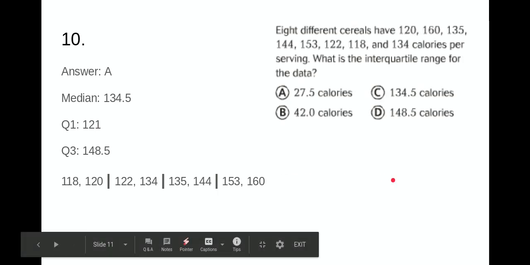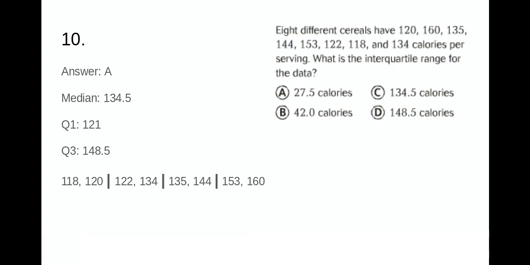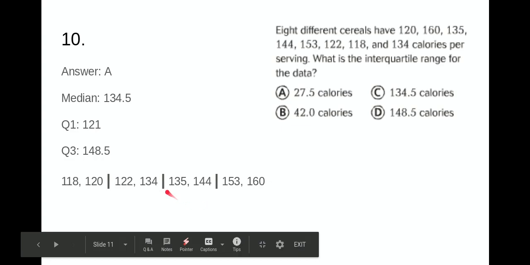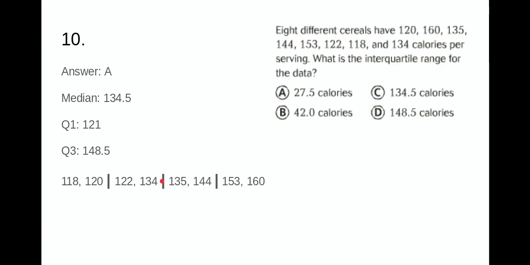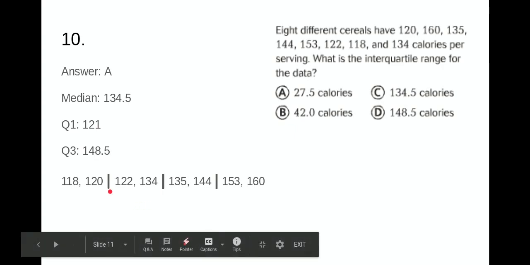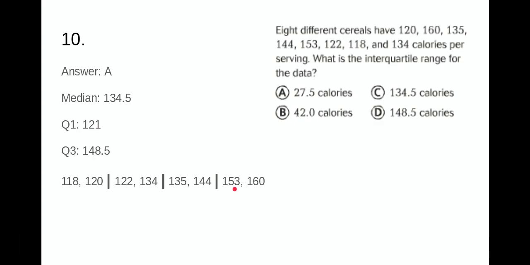And finally, what is the interquartile range? So your answer is A. How do we get that? We got to put all of these numbers in order. Find your median, which is 134.5. Once you have your median established, you have your Q1, which is right in between these two numbers. That's going to be 121. And you have your Q3, which is in between these two numbers. And to find that, you need to add them together and then divide by 2. So that gives you 148.5. Leave the 0.5 in there. And then to get the interquartile range, you take Q3 minus Q1, and that gives you your answer.